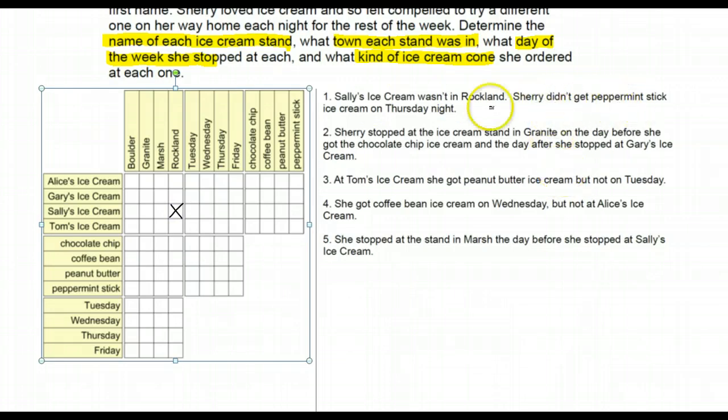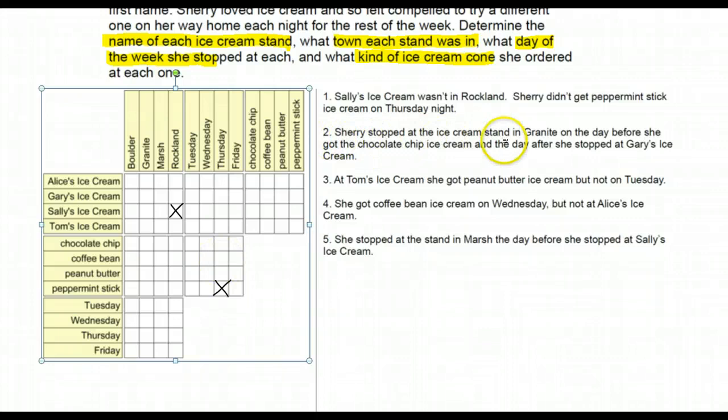Sherry didn't get peppermint stick ice cream on Thursday. That means that peppermint stick can't be on Thursday. So I need to find the intersection of peppermint stick and Thursday. Well, here's peppermint stick right here, and here's Thursday right here. Well, this is vertical and this is vertical, so they don't intersect. So we need to find peppermint stick going horizontal. So the intersection of peppermint stick and Thursday can't happen. Now all the other squares are blank, so we don't know if they're true. They might be, we just don't have enough information yet.